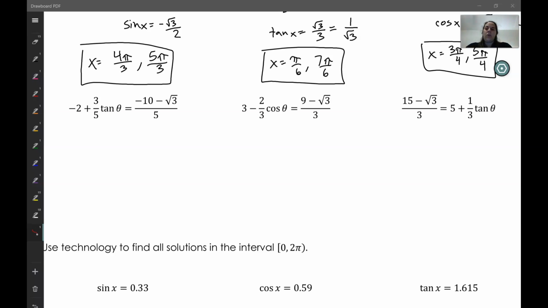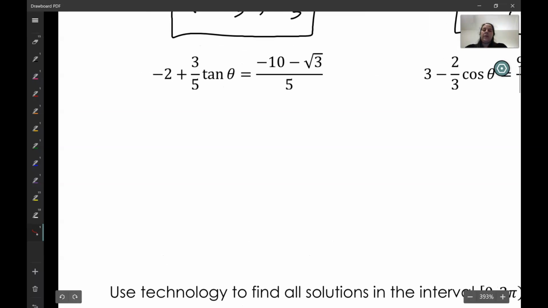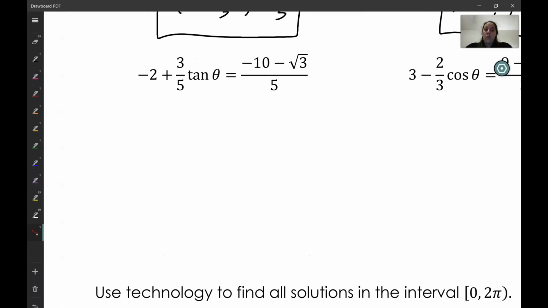Let's do some slightly harder problems. Now I'm gonna start over here. Don't freak out when you see these. There's something we're gonna do right now that's gonna make our life way easier, and it's this. Multiply everything by the denominator.